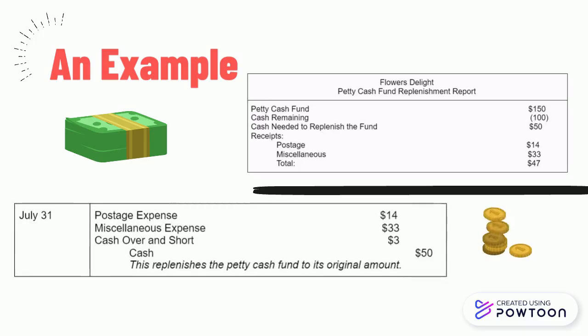As there is an amount of $3 missing from the replenishment report, we record this in the journal. We add another account called cash over and short and put the required balance in there in order to replenish the account to its original amount.